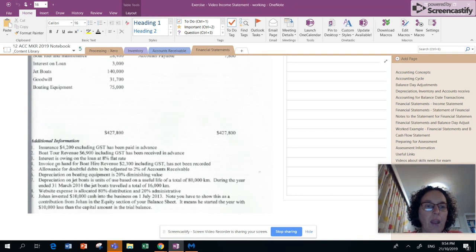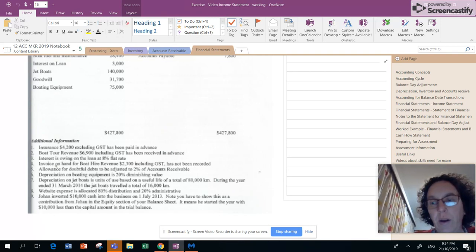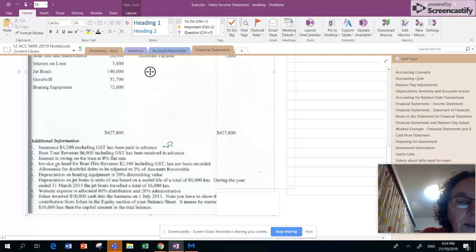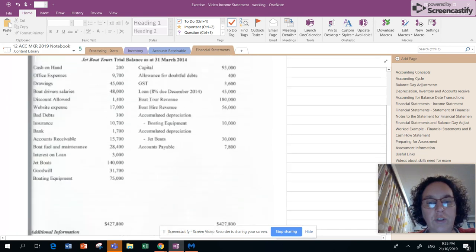So in this one, we've got it starting with insurance of $4,200, excluding GST, so we don't need to worry about taking the GST out. It's paid in advance. Insurance is an expense, so it's going to be a prepayment. So that means that we need to decrease insurance by $4,200.